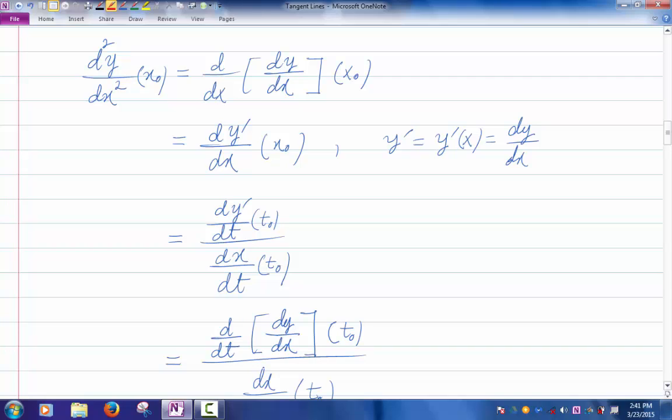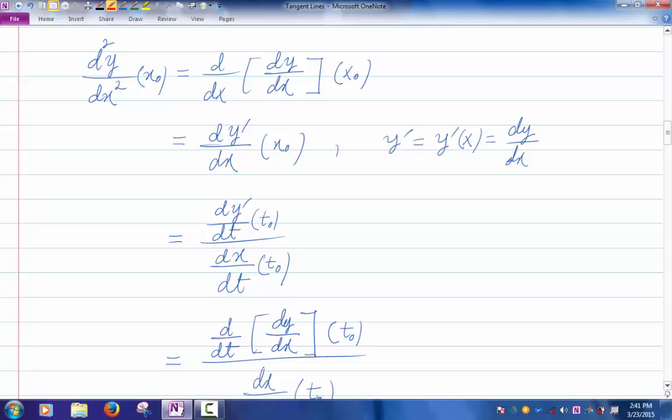Now, I'm thinking of y prime. This could be confusing. Am I thinking of y prime as y prime of t, or am I thinking of y prime as y prime of x? So that's why I'm specifying I am thinking of y prime as y prime of x. Otherwise, it's confusing. Right? dy dx can be written as y prime of x. So I am thinking of y prime as a function of x here.